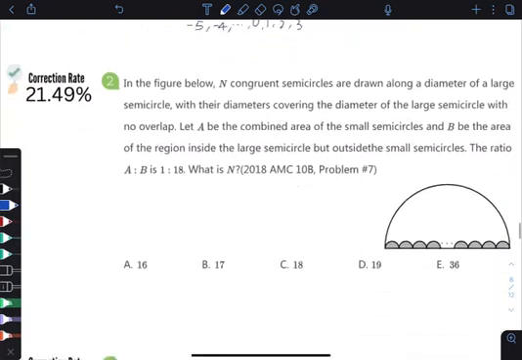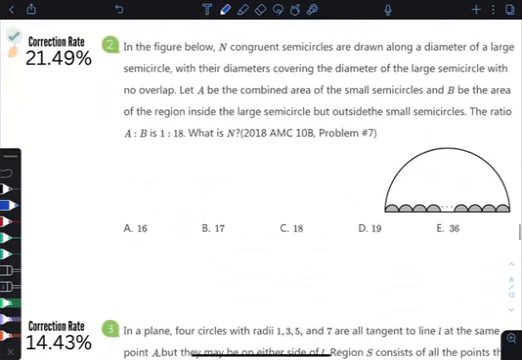Alright, let's go to the second part. In the figure below, n incongruent semicircles are drawn along the diameter of the large semicircle, with their diameters covering the diameter of the large semicircle with no overlap. Let A be the combined area of the small semicircles, and B be the area of the region inside the large semicircle but outside the small semicircles. The ratio of A to B is 1 to 18, so what is n?